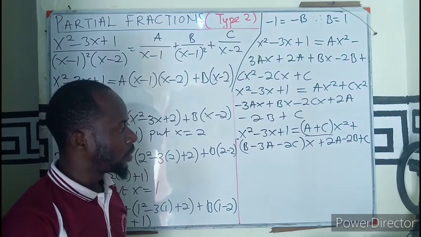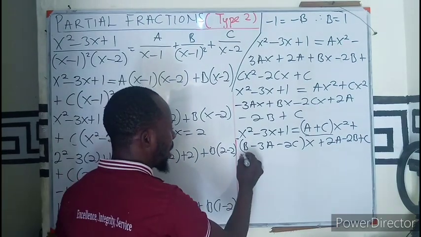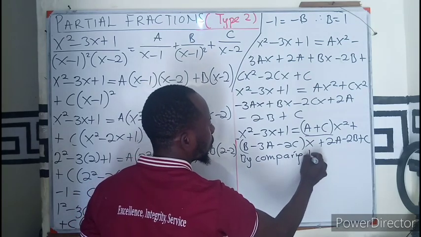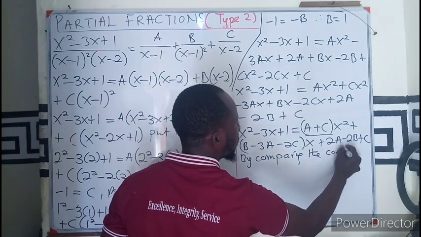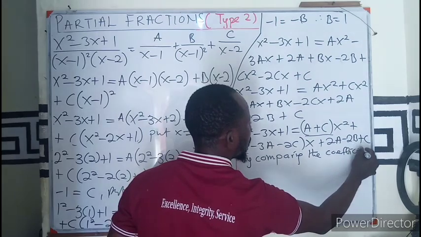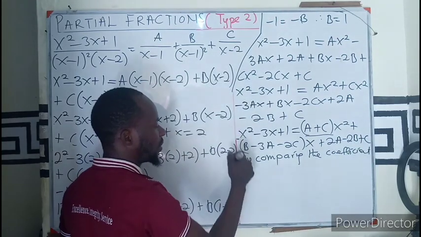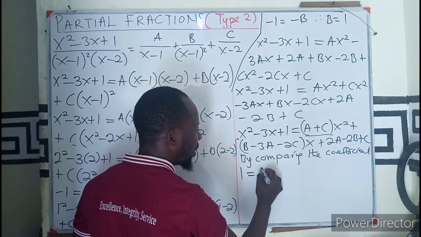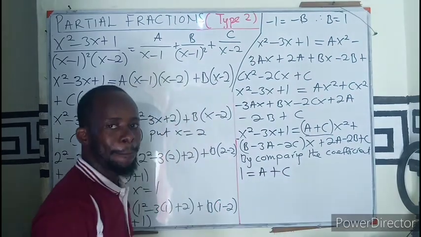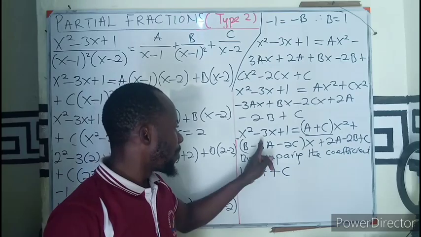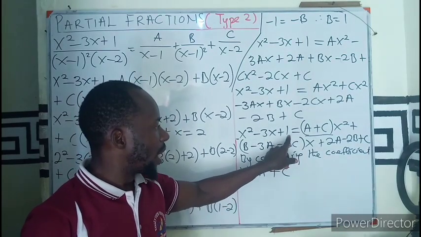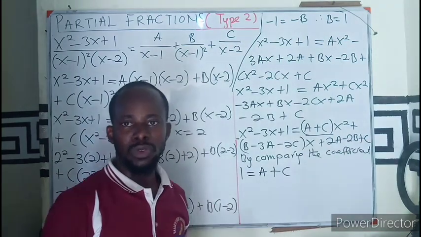So by comparison, we can say the coefficient of x squared should be equal to this coefficient. Do we see it? So by comparing the coefficients, we are going to see that 1, which is this, is equal to what? A plus C. We will also see that minus 3 is equal to all of this. Then 1 will be equal to all of this since they are also constant.